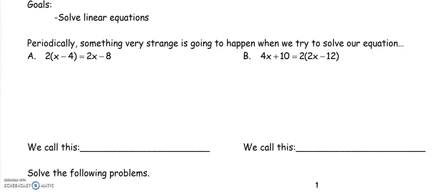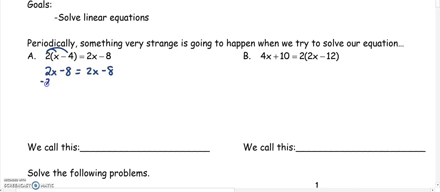This video is about solving linear equations with variables on both sides and special cases that can occur. Periodically when we are solving, something strange is going to happen when we start to solve our equation. In A, we're going to see that there's parentheses and distribute this 2, which gets us 2x minus 8 equals 2x minus 8. Some of us may notice right away that there's the same variable and the same constant on both sides. If not, just subtract your variable.